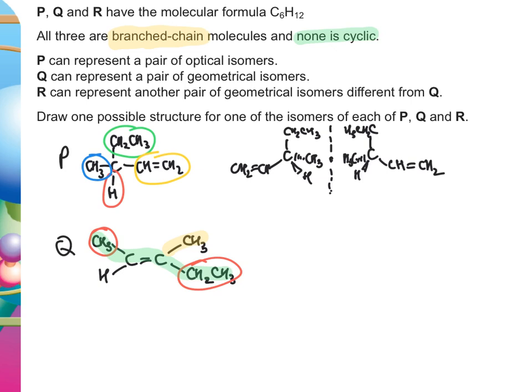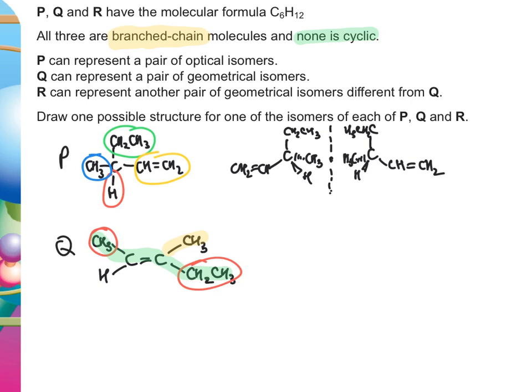So we've got one of the pair of geometric isomers, and all we would need to do to draw the other is to swap. Well, we've got an E isomer here because we've got the highest priority groups on opposite sides. We would just need to, with one of those sides, swap the 2 groups so that we ended up with the 2 highest priority groups on the same side. So we had a Z isomer.